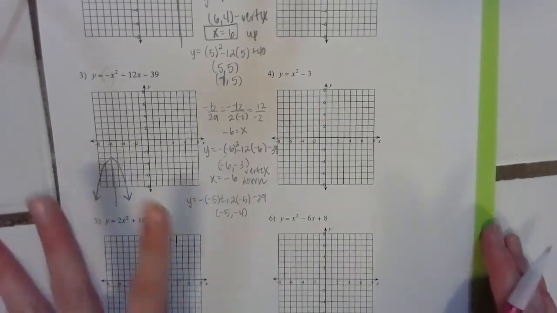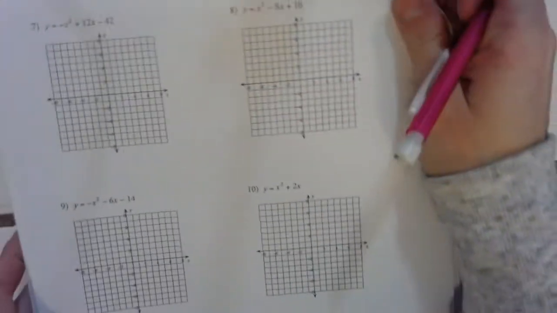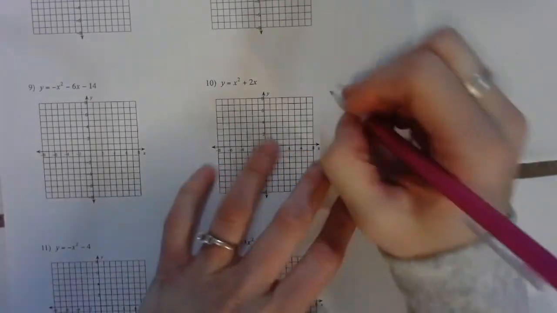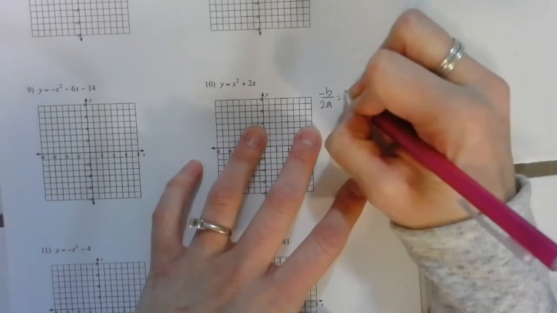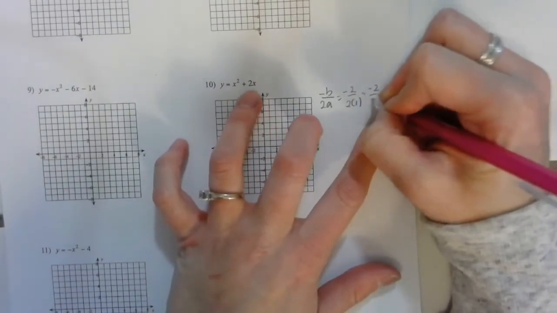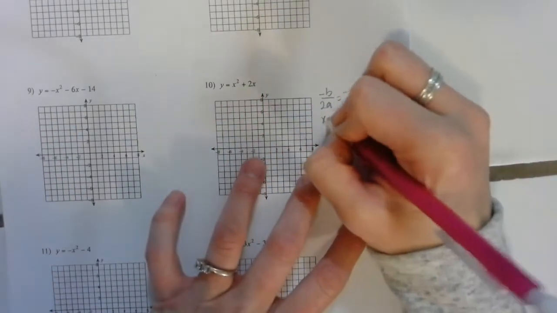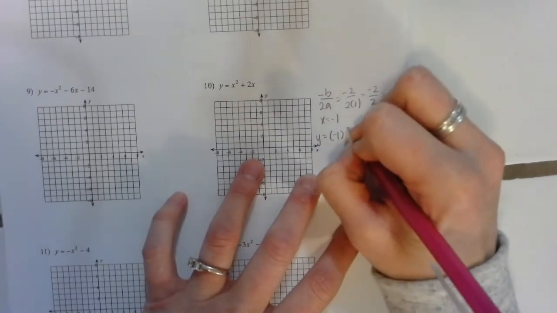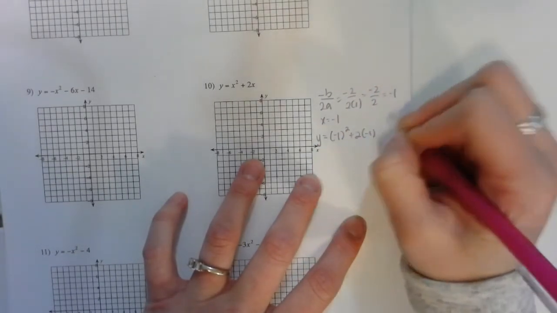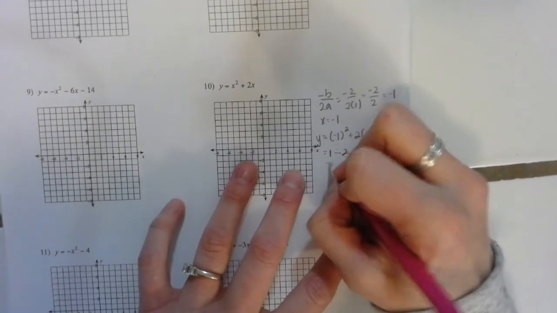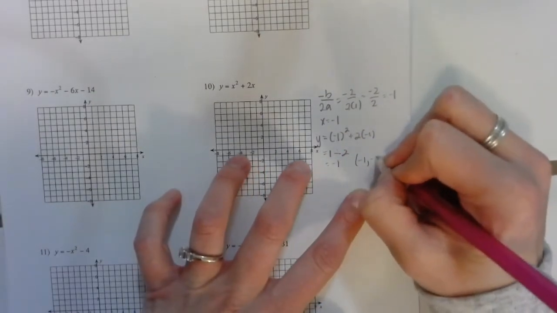Okay, so let me show you how to figure out the x-intercepts. Let's look at number 10. Okay, number 10. All right, so negative b over 2a, negative 2 over 2 times 1, which is negative 2 over 2, which is negative 1. So our x value is negative 1, and then we plug our x value in to figure out what our y is, so be careful. It's negative 1 squared plus 2 times negative 1. So remember, any number squared is going to be positive. So 1 minus 2 is negative 1. So our vertex is at negative 1, negative 1.